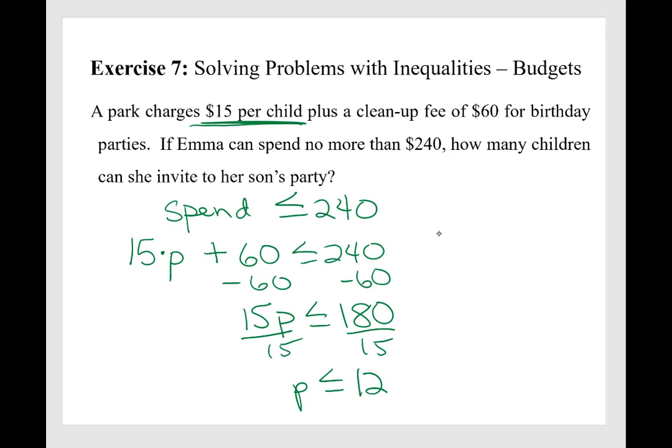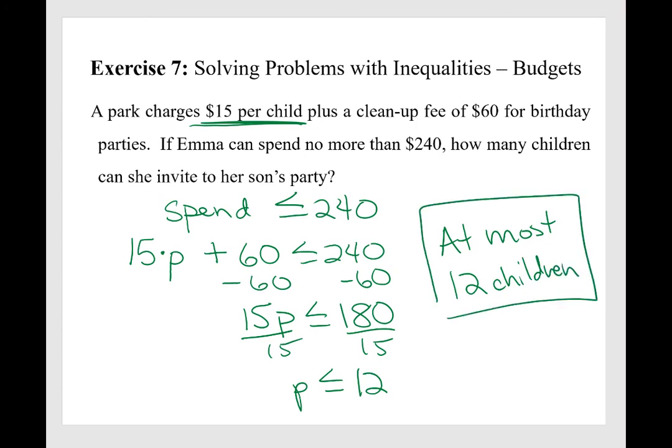So how many kids can I invite? At most, I can invite 12 children. But if I go 13, it's too much. I could go 11, I'm still spending less, that's fine. I'm under my budget. But 12 is the absolute maximum number of kids. So you could put 12 children maximum, that's fine too. So in words, it just has to make sense in context to the problem.